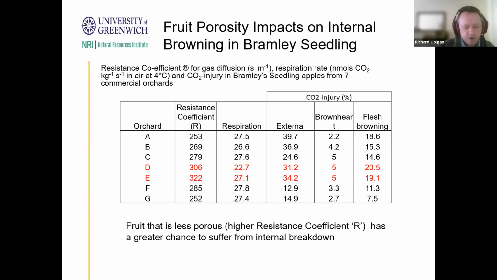This is based on a number of calculations one has to make based on fruit size and shape. But fruits that were less porous tended to have a greater chance for internal breakdown. So this gives you an idea that it's not just about respiration rate, but how much that fruit is able to exchange gases to the outside atmosphere.